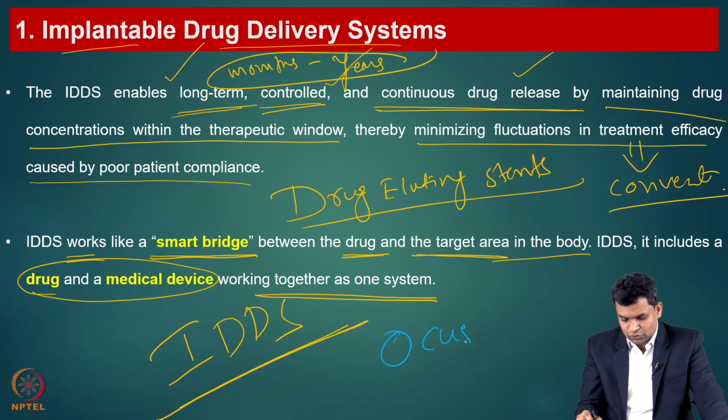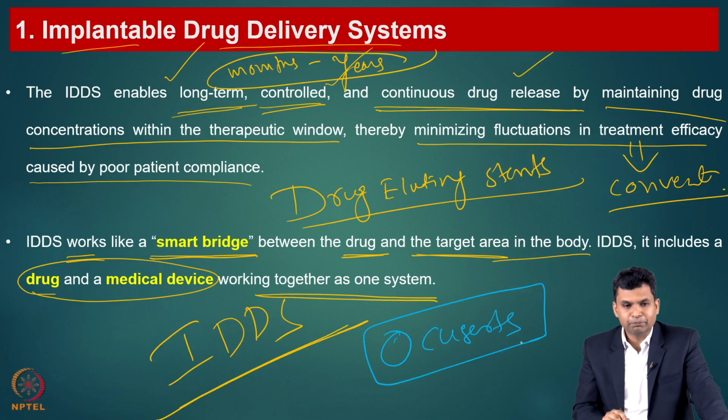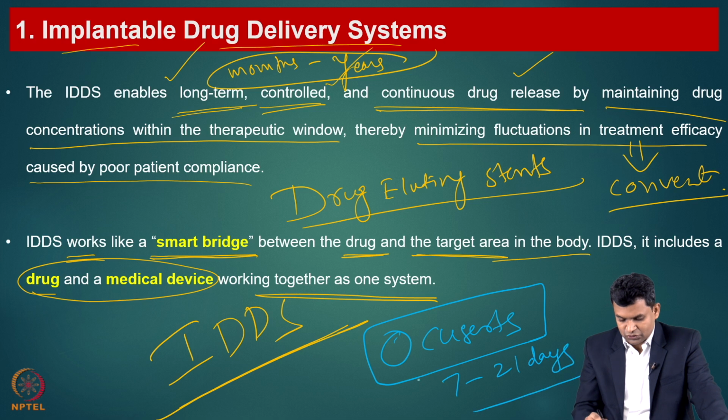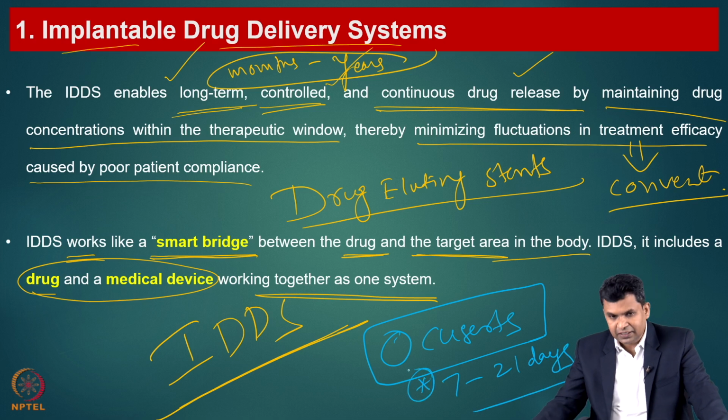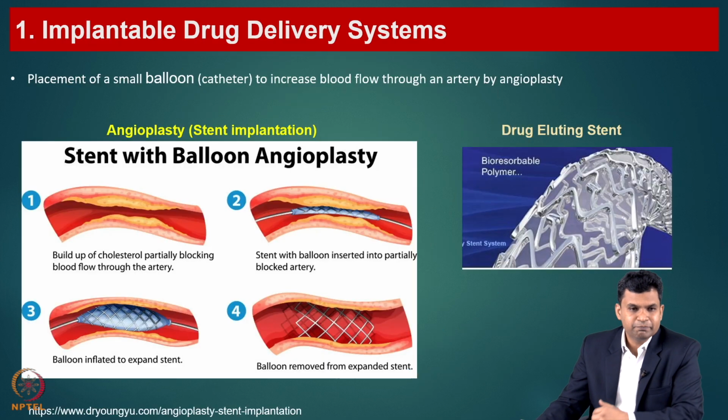Ocuserts are also considered one type of implant system. There we used one example with pilocarpine, which may work for 7 to 21 days. So, these are also considered implants. This is one better example.